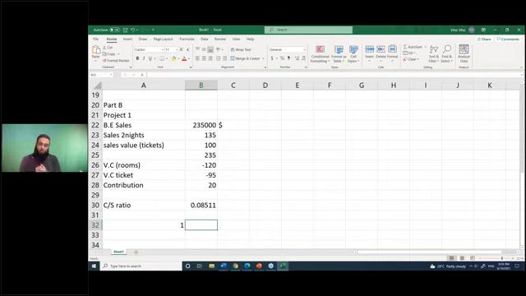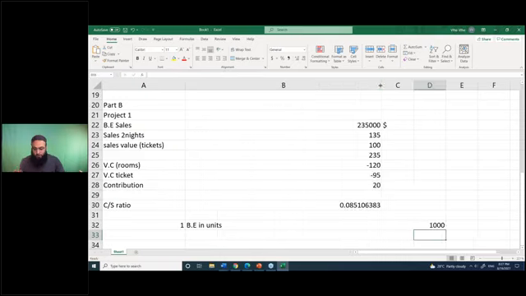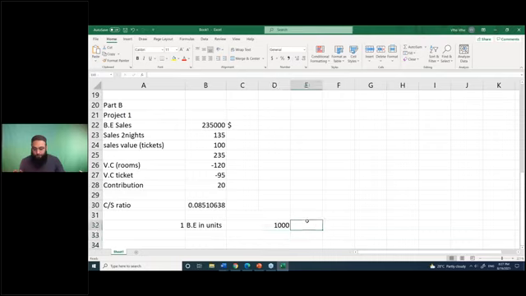number of rooms, units? Yes, we can do that. Just to give you the idea, if I work out break even in terms of sales units, it's simple. Break even in units: the fixed cost of 20,000, divided by the contribution per unit, and that is 20. Okay, which means that 1,000 rooms I need.